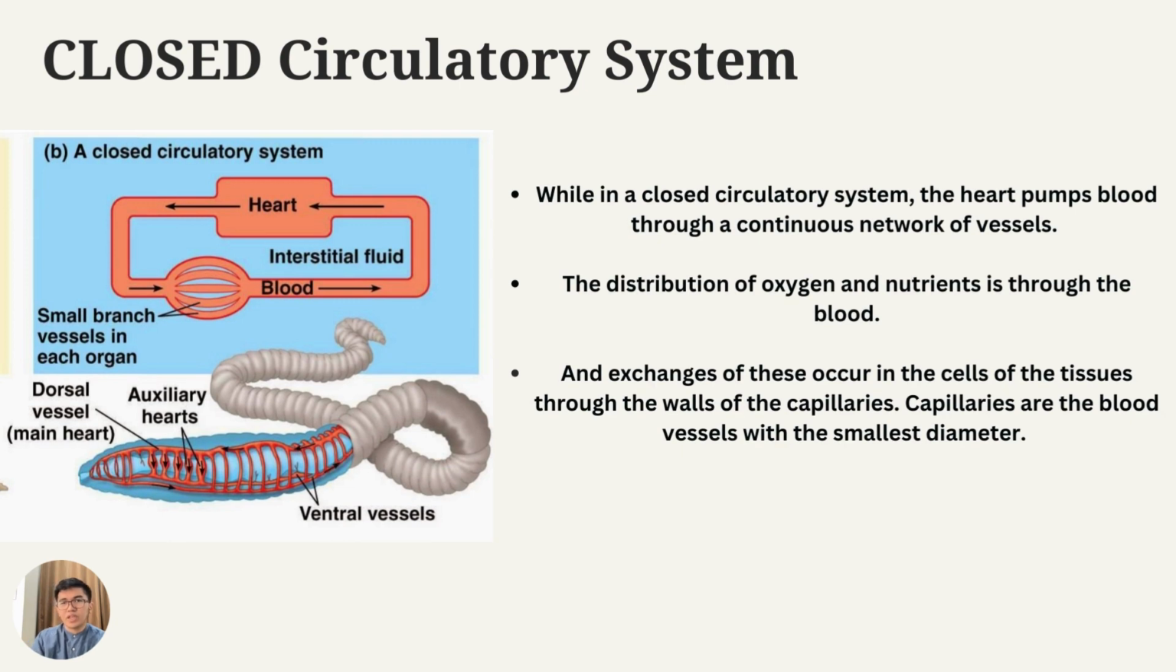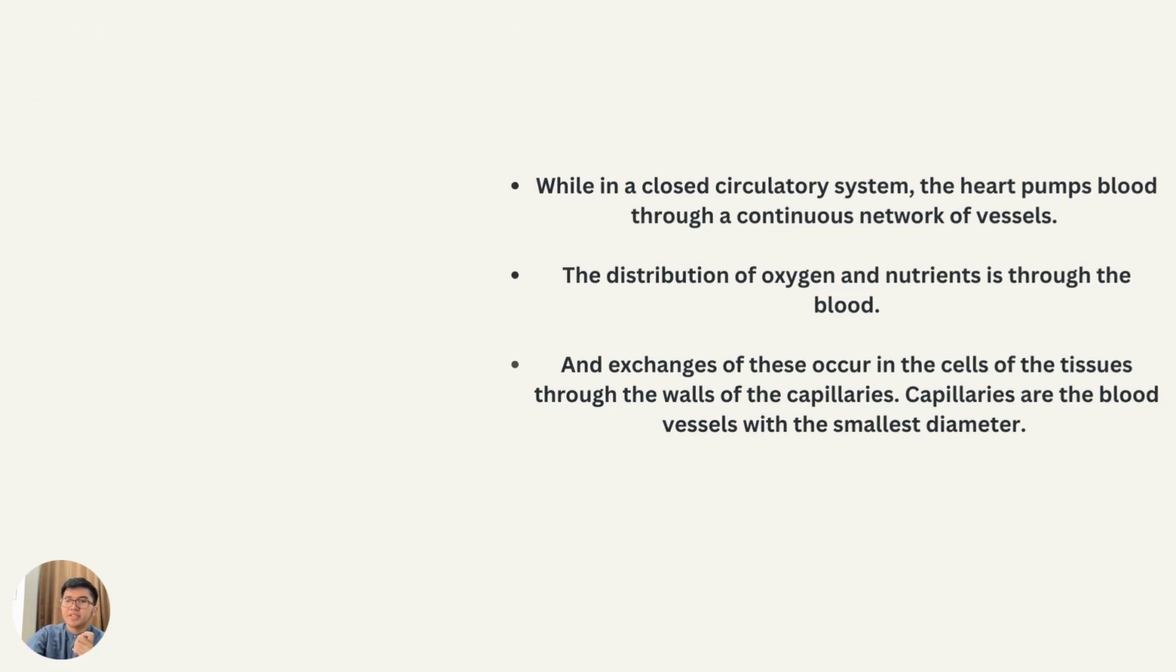We also have a closed circulatory system. In a closed circulatory system, the heart pumps blood through a continuous network of vessels. The distribution of oxygen and nutrients is through the blood. An exchange of these occurs in the cells of the tissues through the walls of the capillaries. Capillaries are the blood vessels with the smallest diameters.